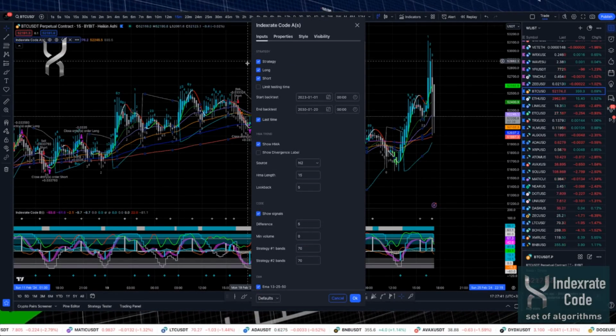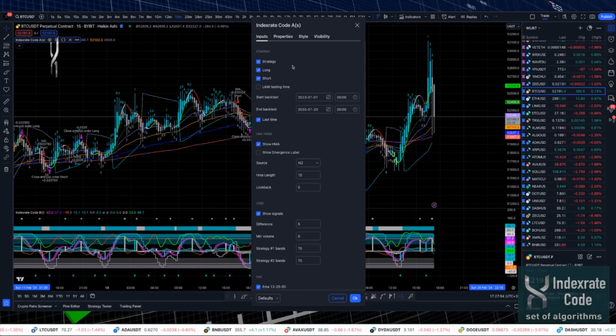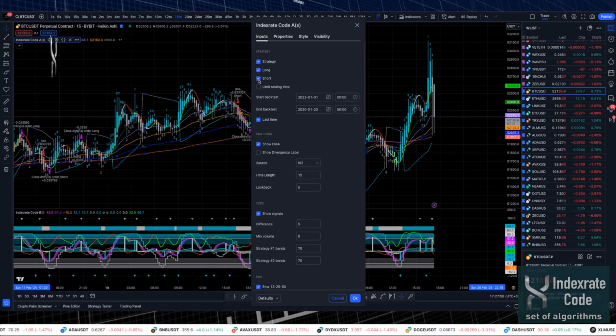First of all, we see the strategies section. If we want to trade in both directions, we choose both long and short. The strategy symbol must be enabled. If we want to trade only long, we turn off the short. The same is true for shorts. We turn off the long.